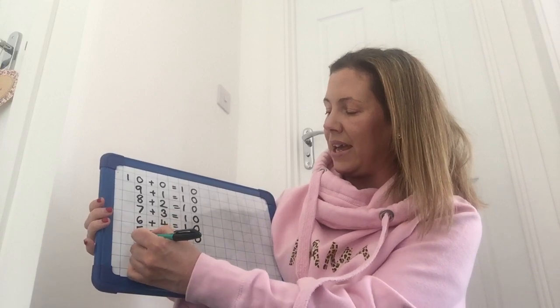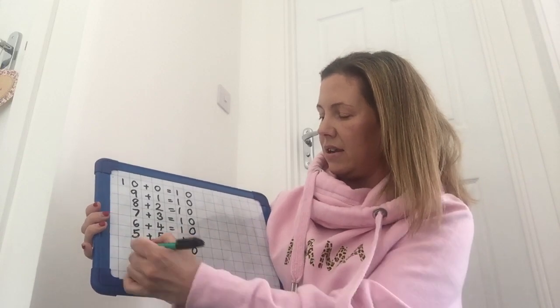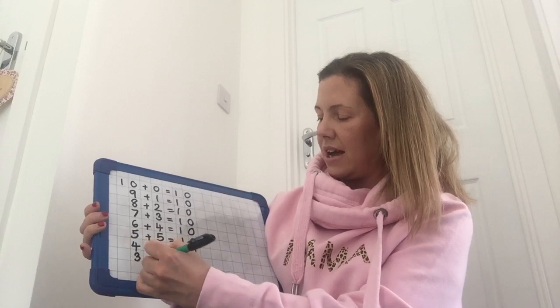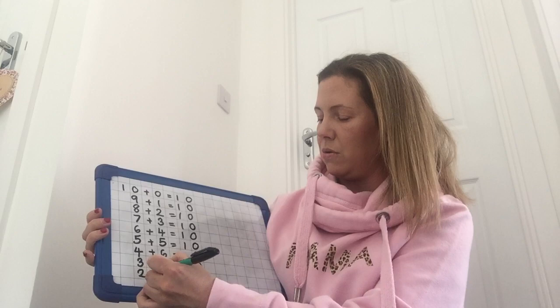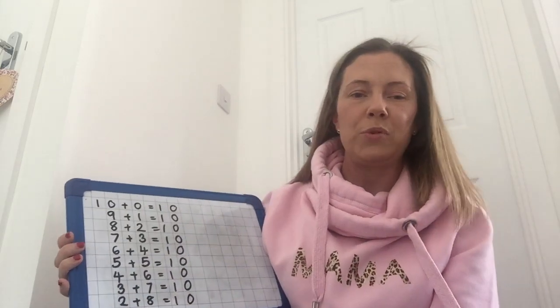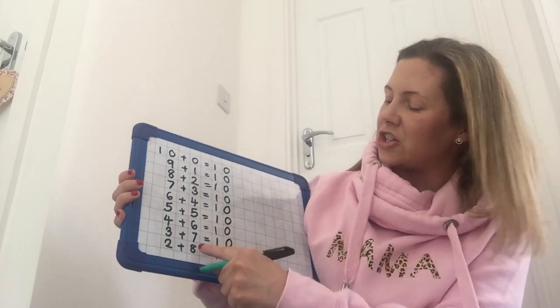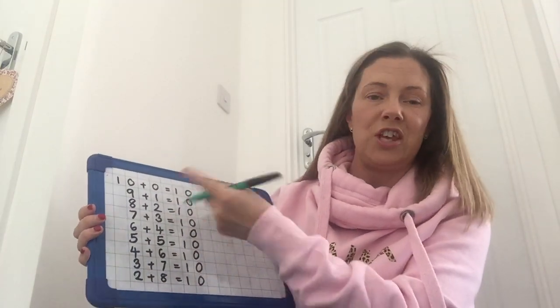So now it would be 4 add 6 equals 10, and 3 add 7 equals 10, 2 add 8 equals 10. And then we would encourage the children to see that actually these sums here are exactly the same as here, just the other way round.